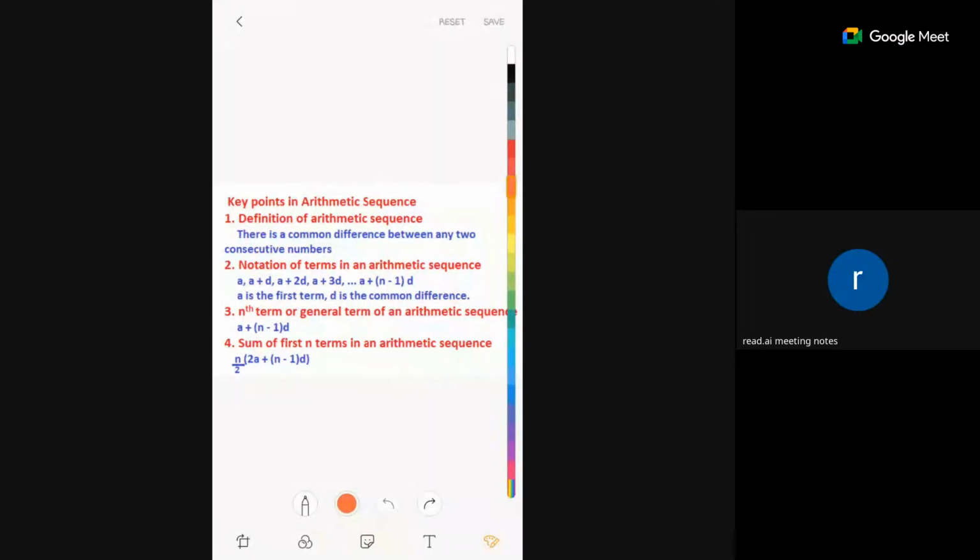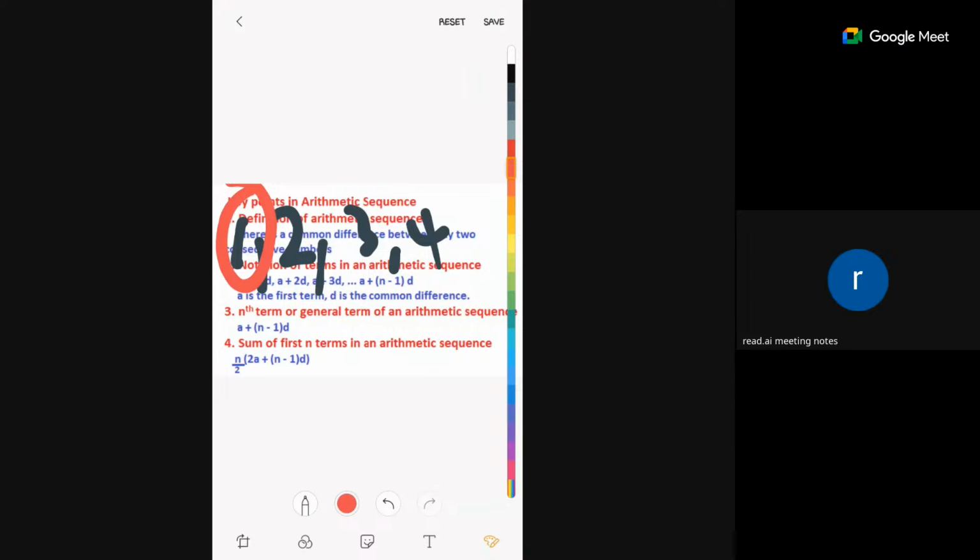So the second one says notation of terms in arithmetic sequence. There's something we call the first term. First term is the first number you are going to see. So when I have 1, 2, 3, 4, this is a sequence, right? Now the first number I'm seeing here is 1, so 1 stands for the first term. Since 2 is the second number, it is called the second term. Since 3 is the third number, it is called the third term. And since 4 is the fourth number, it is called the fourth term. That is just the meaning.